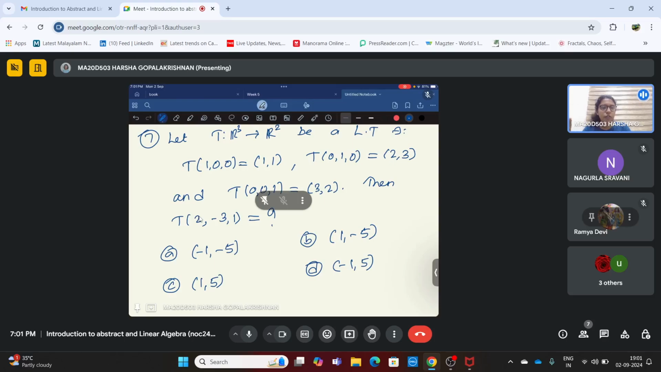I will just give you a hint. Write (2, -3, 1) as a linear combination of the given elements (1, 0, 0), (0, 1, 0) and (0, 0, 1), and apply the definition of linear transformation. That is the only thing, because T at (1, 0, 0), (0, 1, 0), (0, 0, 1) is given. You can write it as c1 into T(1, 0, 0) plus c2 into T(0, 1, 0), etc. Try this for 1 or 2 minutes and let me know the answer from the given options.